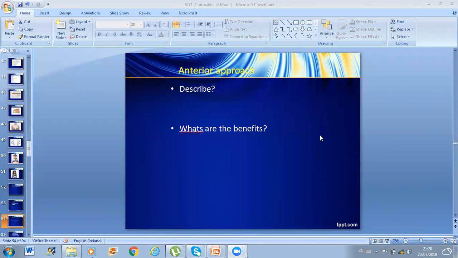What are the benefits? Less post-operative pain. Yes, that is fine. What else? You avoid the prone position. You can do direct decompression of the disc. You can do anterior fusion, ACDF sort of. Definitely. What else?